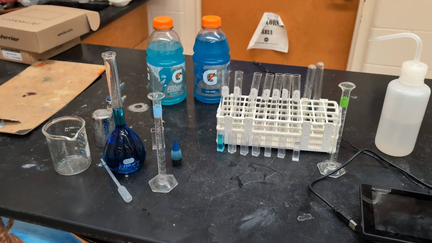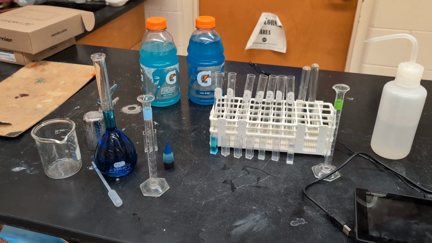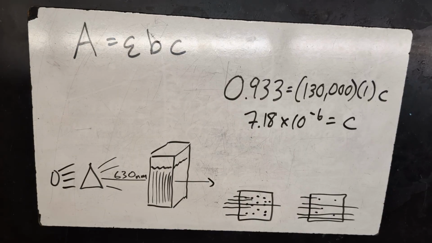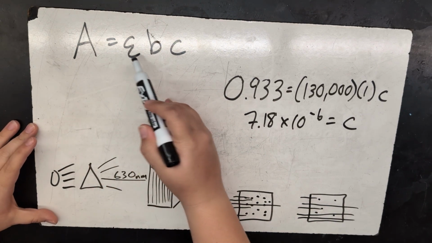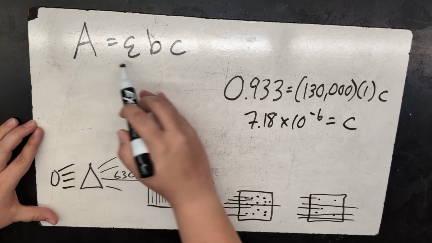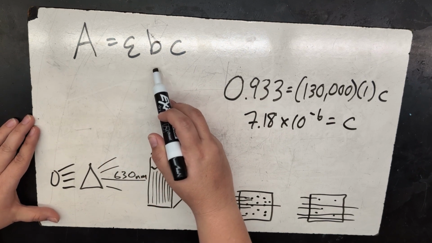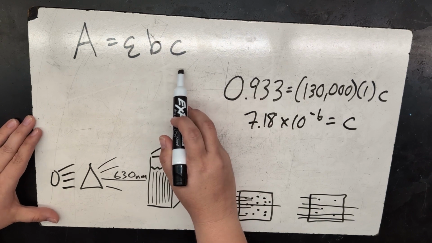And then you're going to instruct students to make dilutions of that stock blue dye solution. All right, so let's review Beer's law really quick. Beer's law is A = EBC, where A is the absorbance, E is the molar absorptivity constant, B is the path length, and C is concentration.